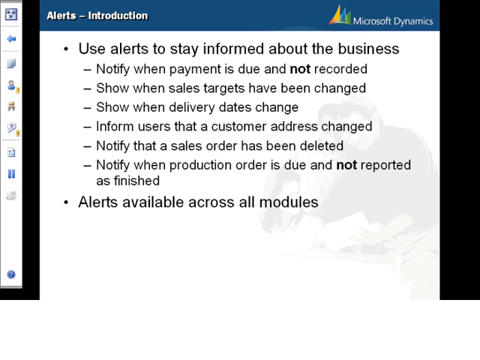Notify when a production order due date has been reached and the order is not reported as finished. The alert functionality is designed so that alert rules can be set up in all modules of Microsoft Dynamics AX. They can be set on any table, field, or for any specific event, providing lots of flexibility for users to creatively keep themselves informed on the operations of their business.